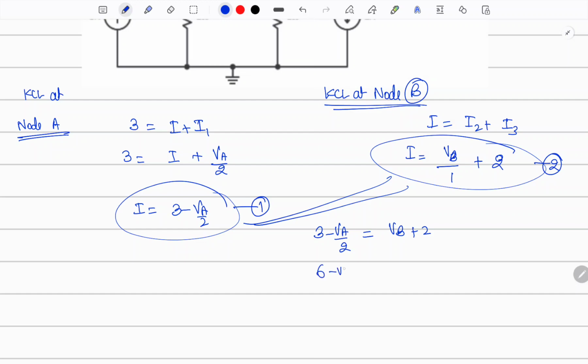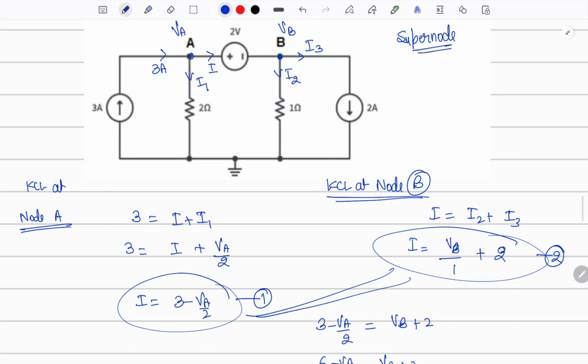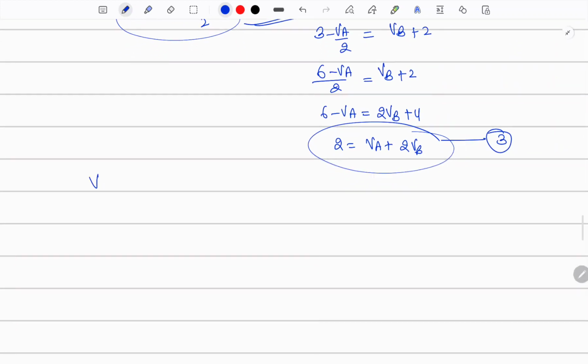So I can take LCM and cross multiplication. 6 minus VA is equal to 2VB plus 4. So I can write 2 is equal to VA plus 2VB, equation number 3. From the supernode we can write the equation VA minus VB is equal to 2. This is equation number 4.